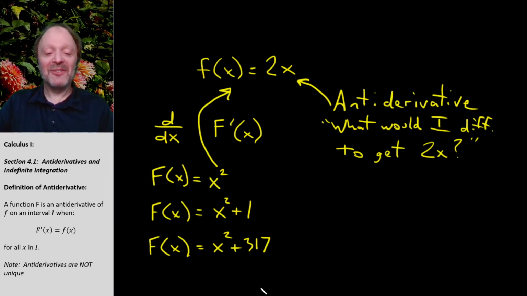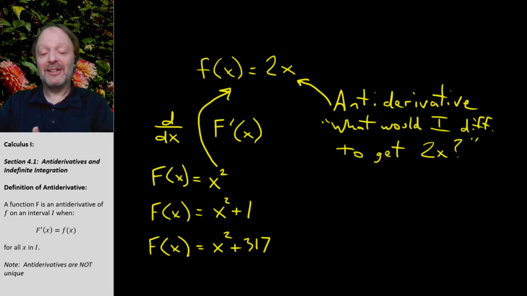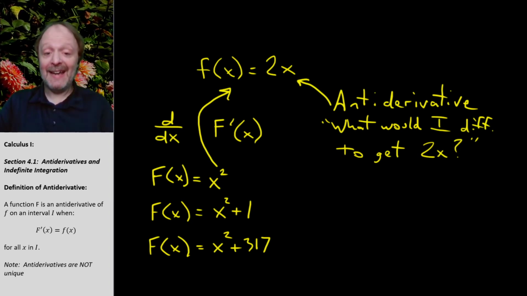So what's going on there? Well, we have to be kind of careful when we're talking about antiderivatives. Since the process of differentiating will eliminate any constants, when we go backwards, we need to be careful and say that each of these is an antiderivative. X squared is an antiderivative, x squared plus 1 is an antiderivative, and x squared plus 317 is an antiderivative. It is not the antiderivative, okay? It is one of many.